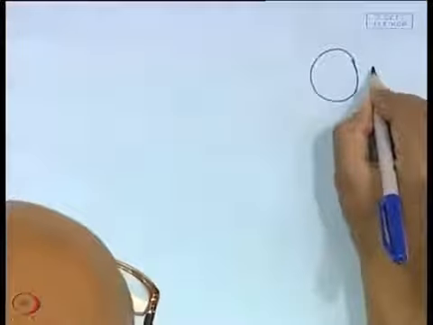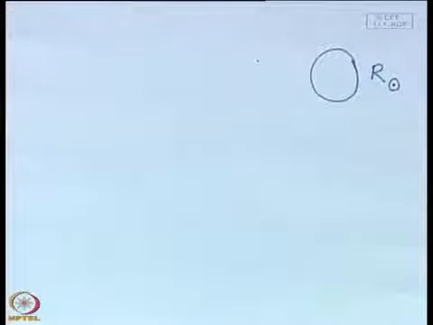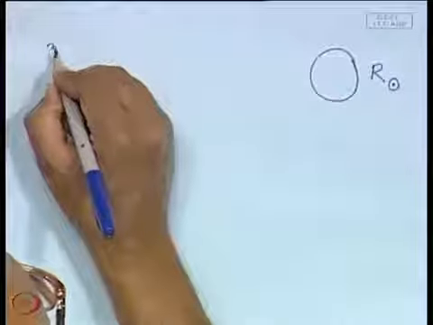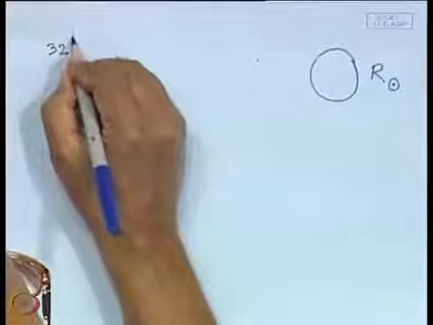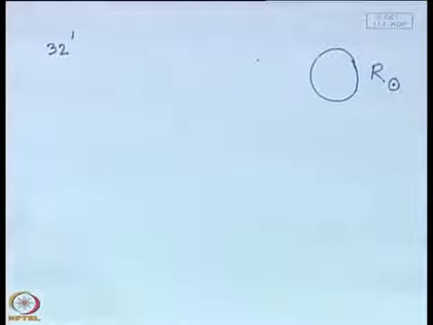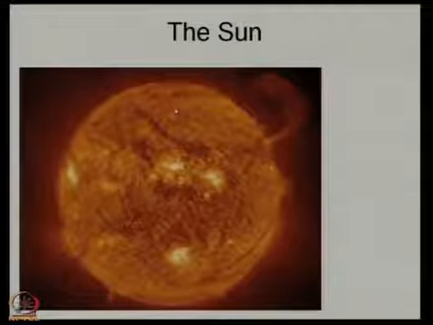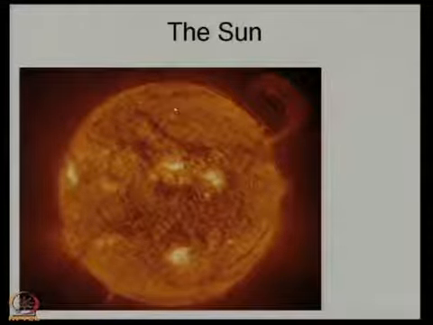Let us make a model where the sun is a sphere of radius r sun, which is a black body source. Now, the sun is seen to subtend an angle of roughly 32 arc minutes on the sky. This can be directly measured. If you take an image of the sun, the angle that it subtends on the sky is around 32 arc minutes.